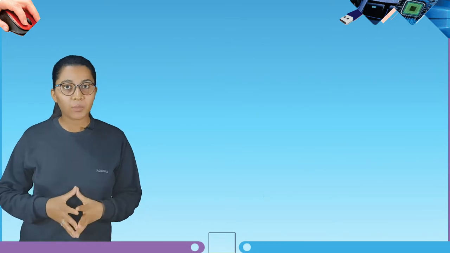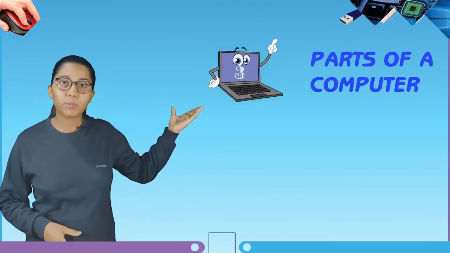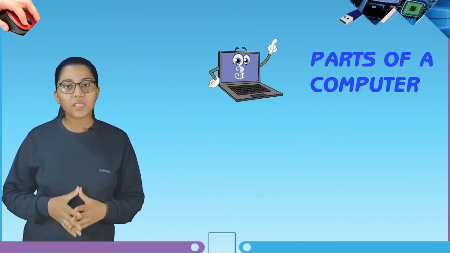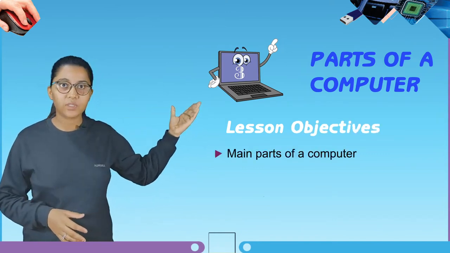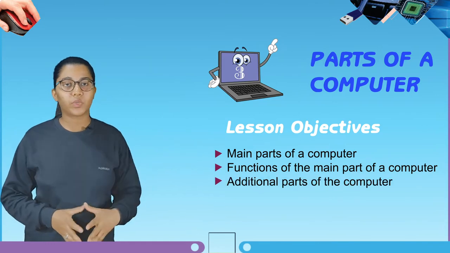Today we are going to learn about parts of a computer. This is chapter number 3 of your book, Parts of a Computer. So students, before we start our chapter, let's have a quick look at our lesson objectives. Main parts of a computer, function of the main parts of a computer, additional parts of the computer.